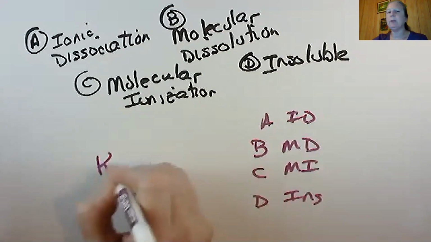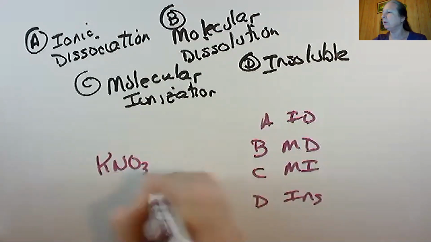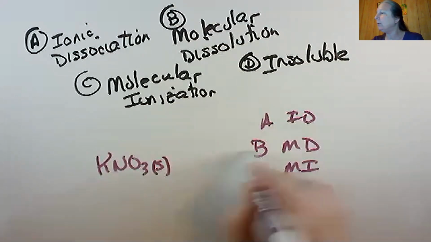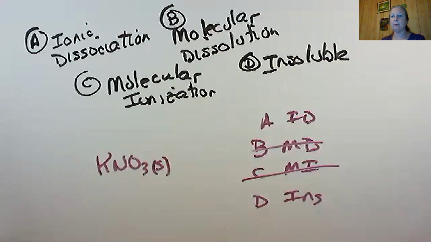So the next one is potassium nitrate, solid. Okay, so we have some solid potassium nitrate we're going to put in water. What will happen? Is it ionic or molecular? That is obviously an ionic compound. You have potassium, which is a metal, and the nitrate, which is a polyatomic ion. So it's ionic, so we get rid of the molecular choices.